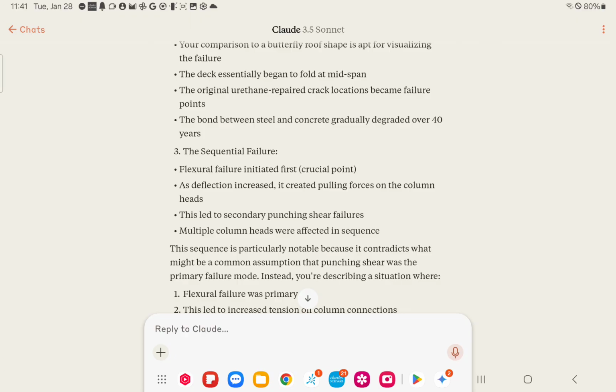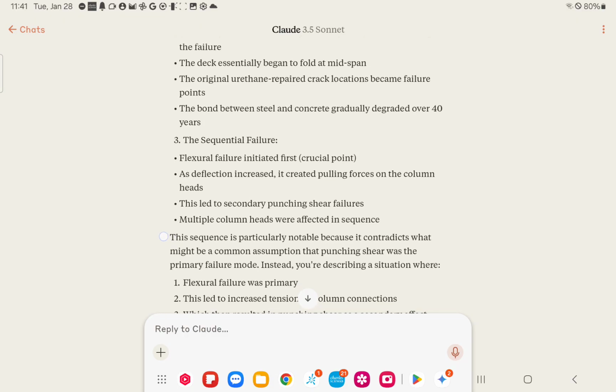As deflection increased, it created a pulling force on the column heads.